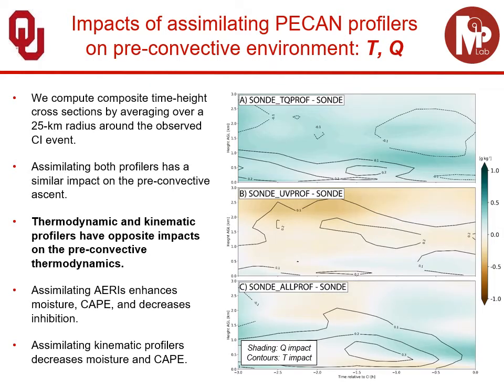However, if we look at the impacts to water vapor, which is shaded, and temperature, which is contoured, we now see opposite impacts resulting from assimilating the thermodynamic and kinematic profilers. So the thermodynamic profilers, which directly measure these variables, introduce moistening on the order of about half a gram per kilogram and slight cooling prior to CI, whereas the kinematic profilers introduce drier air and mostly mid-level warming prior to the CI event. And when both sets of profilers are assimilated, it ends up being somewhere in the middle, so somewhat neutral impacts.